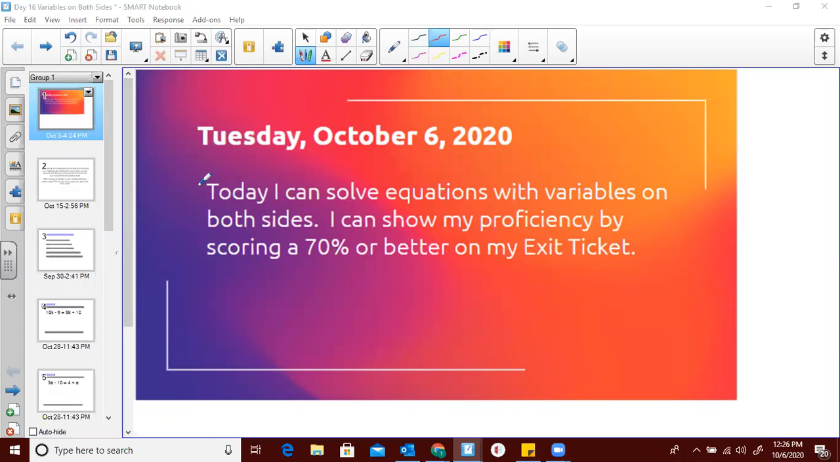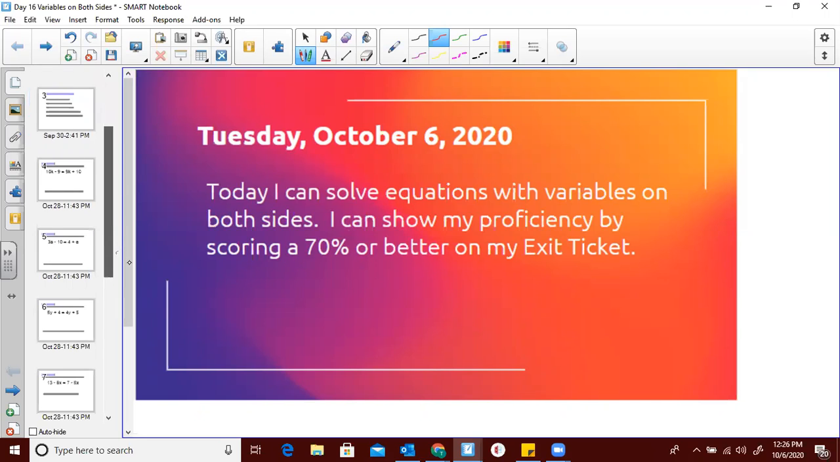So Tuesday, October 6th. Today I can solve equations with variables on both sides. That's going to be our difference today. I can show my proficiency by scoring 70% or better on my exit ticket. So we're just going to take what we had learned last week and add the fact that there's going to be variables on both sides.